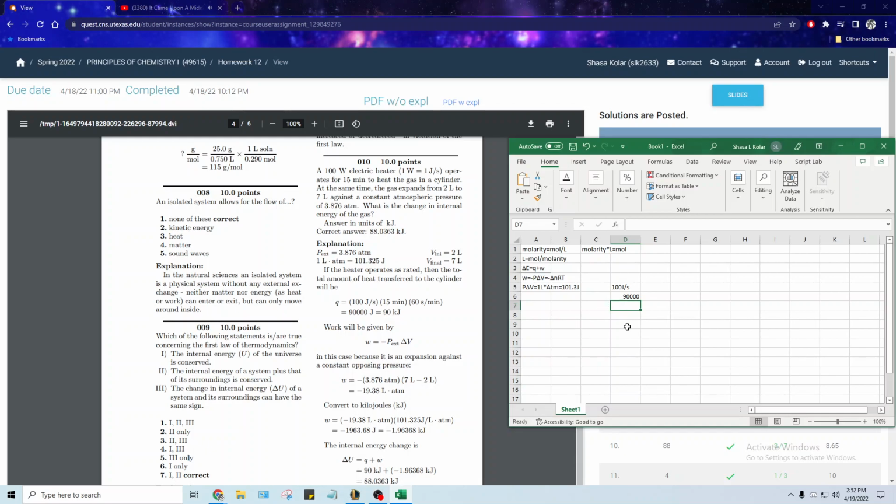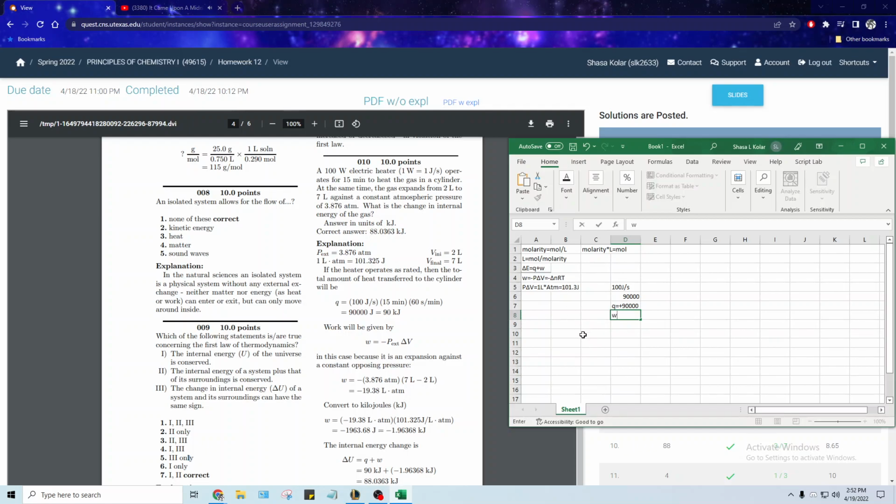And this is our Q. Q is positive, 90,000. That's 90,000. This is our Q, and then it says that our system does work.